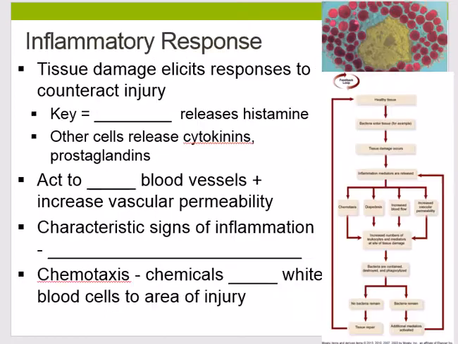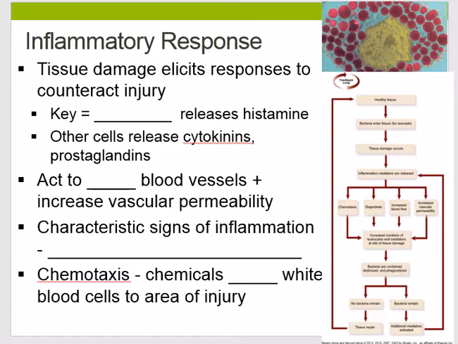Okay, let's move on to talk about the inflammatory response. If bacteria or other invaders break through our chemical and physical barriers, which I just spoke to you about, that are formed by membranes and their secretions, then our body has a second line of defense, and this is called the inflammatory response. Tissue damage is going to elicit a host of responses that counteract the injury and promote a return to normal.